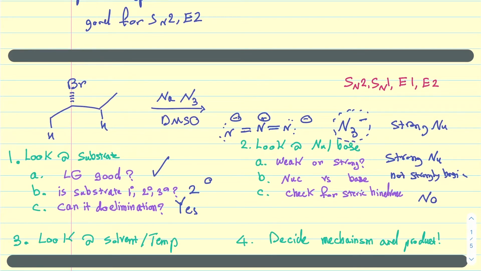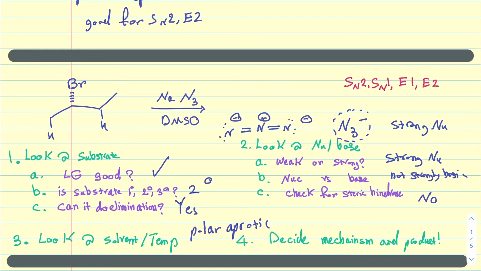I have a very strong nucleophile, but it's not very strongly basic. And strong nucleophiles and bases tend to want to do SN2, E2 as opposed to SN1 and E1. They don't allow for the carbocation to form. Look at the solvent and temperature. The solvent is polar aprotic. Now see, none of these factors in and of themselves dictate a mechanism, but a combination of these factors favor a certain mechanism over another.